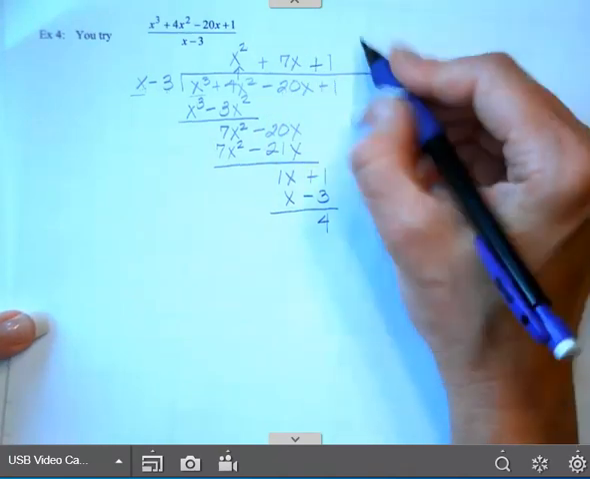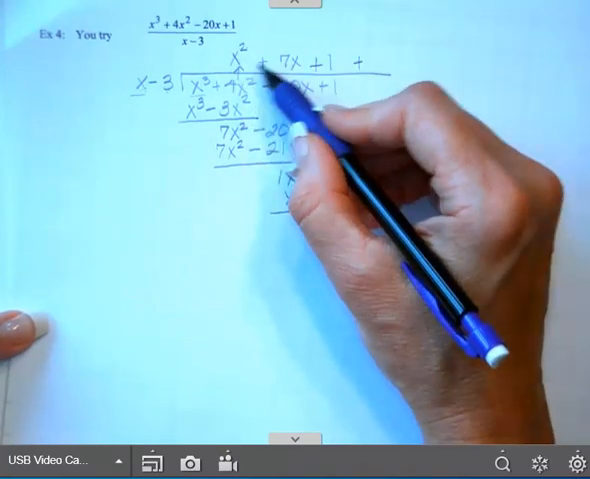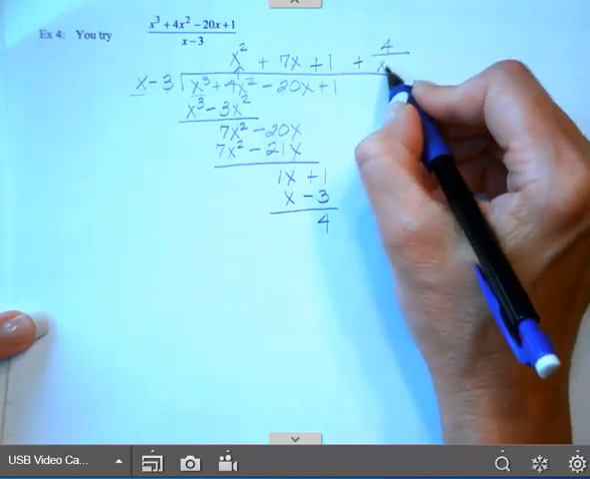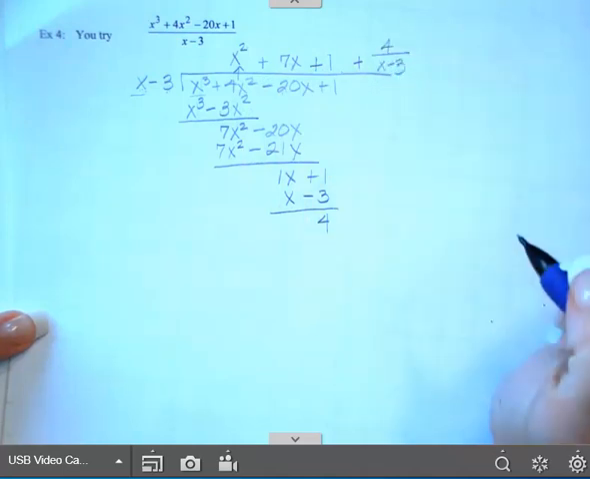So my quotient is x squared plus 7x plus 1, and my remainder is 4, and that's over my divisor, which is x minus 3. And that completes notes.